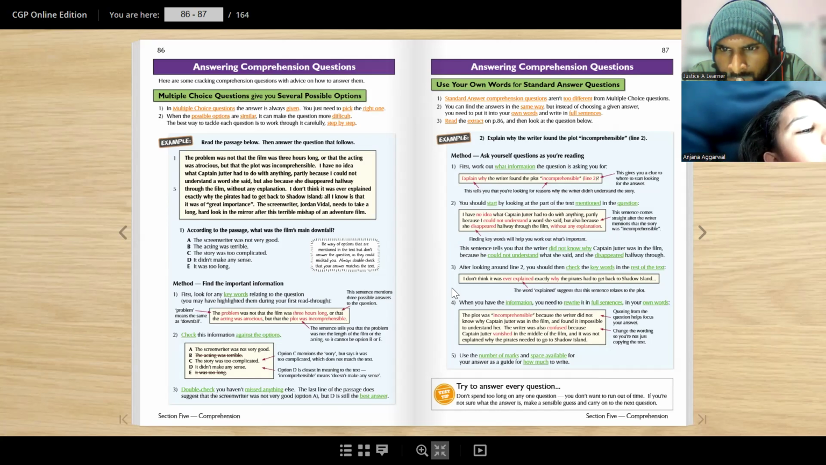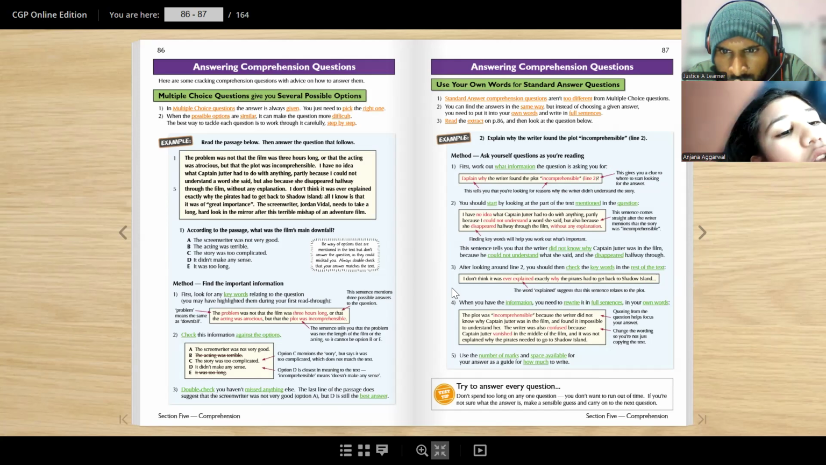After looking around line 2, you should then check the keywords in the rest of the text. I don't think it was ever explained why exactly the pirate had to go back to the Shadow Island. It's exactly what I said. The word explained suggests that this sentence relates to the plot. When you have the information, you need to rewrite it into full sentences in your own words. Quoting from the question helps focus your answer.